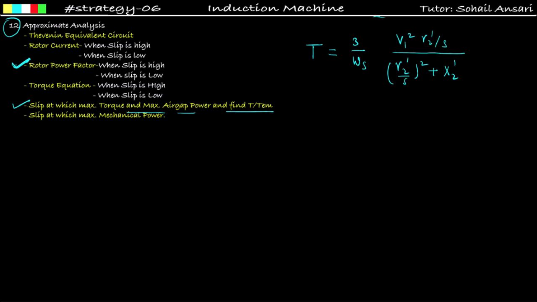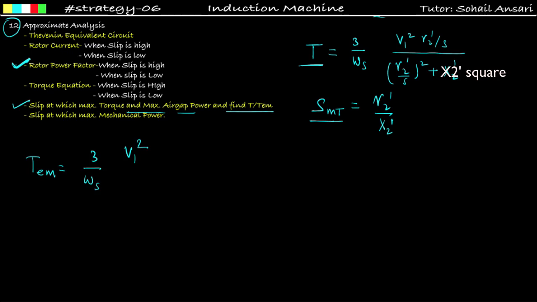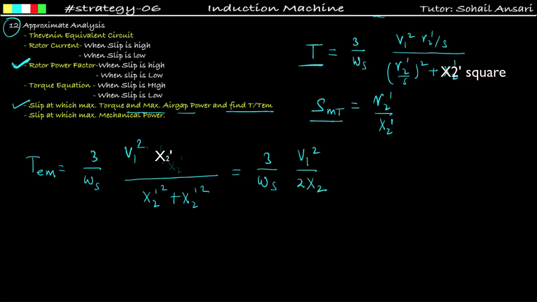So finally I am getting the torque equation, which is equal to 3 upon omega s, V1 square into R2 dash upon s, divided by (R2 dash upon s) whole square plus X2 dash square. This is the torque equation we found during approximate analysis, and we also derived the slip at which maximum torque occurs, that is R2 dash upon X2 dash. So manipulate this torque equation. If I put the value of slip equal to R2 dash upon X2 dash, then I will get the maximum torque. So maximum torque Tm will be equal to 3 upon omega s, V1 square, R2 dash upon s. Put the value of s equal to R2 dash upon X2 dash. So it will be 1 upon X2 dash, upon X2 dash square plus X2 dash square. So finally it will be equal to 3 upon omega s, V1 square upon 2 X2. This is the maximum torque I am getting.